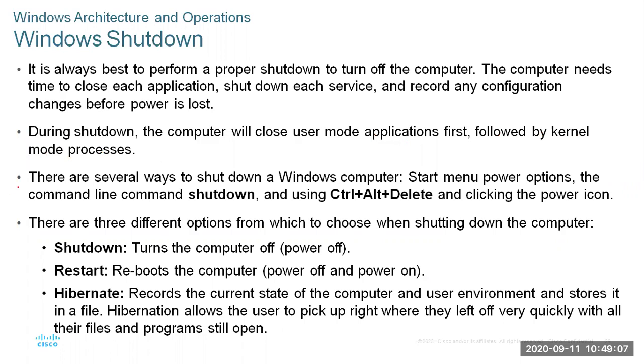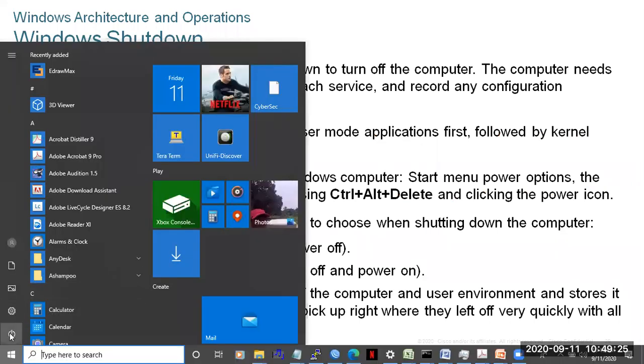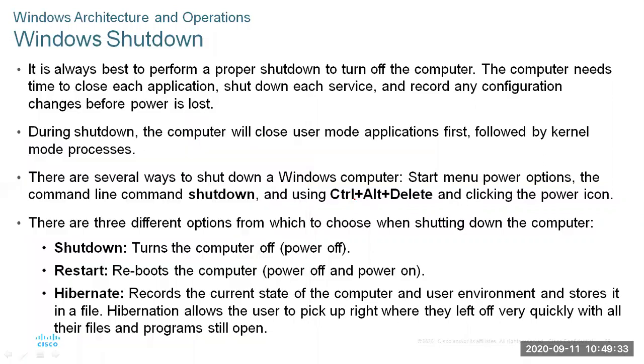So if you have certain applications up, it will close them, and there are several ways to shut down. You can start the menu power option. This is the menu power. Then I can click here and then I say shutdown. Or you can just press Control Alt Delete and then shut it down. When you do that, it gives you three options: shut down, restart, or hibernate.